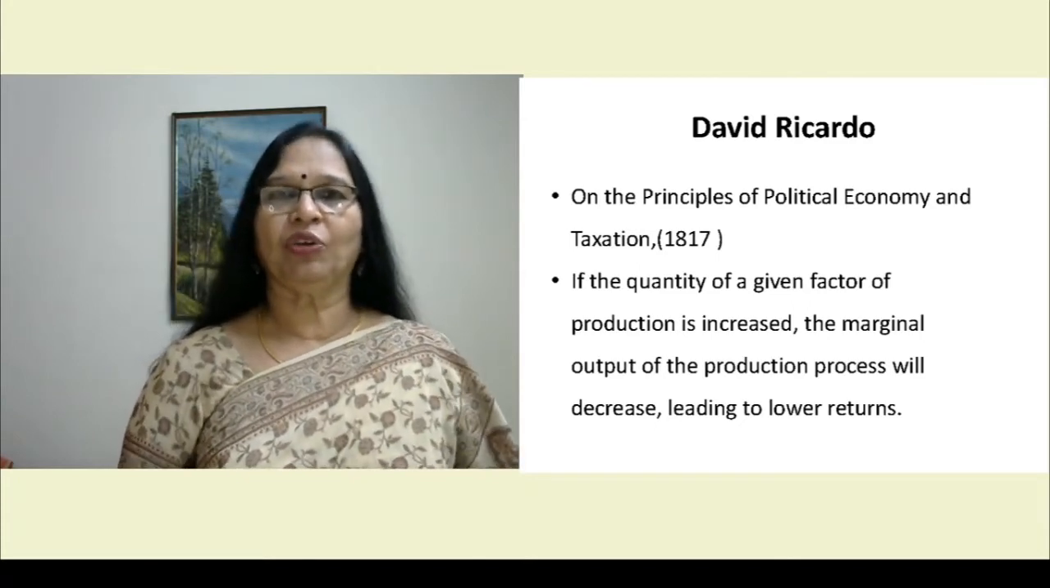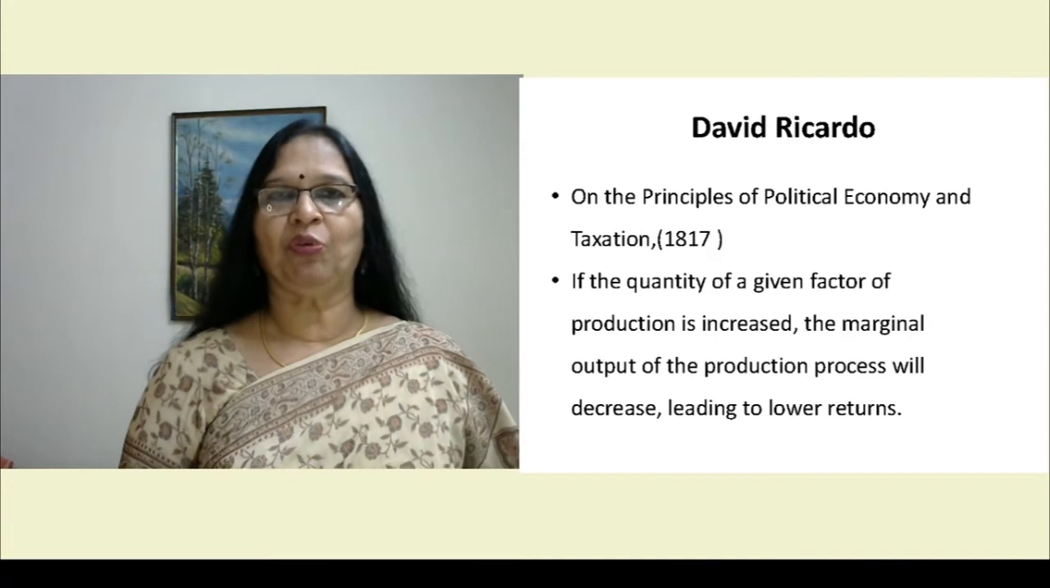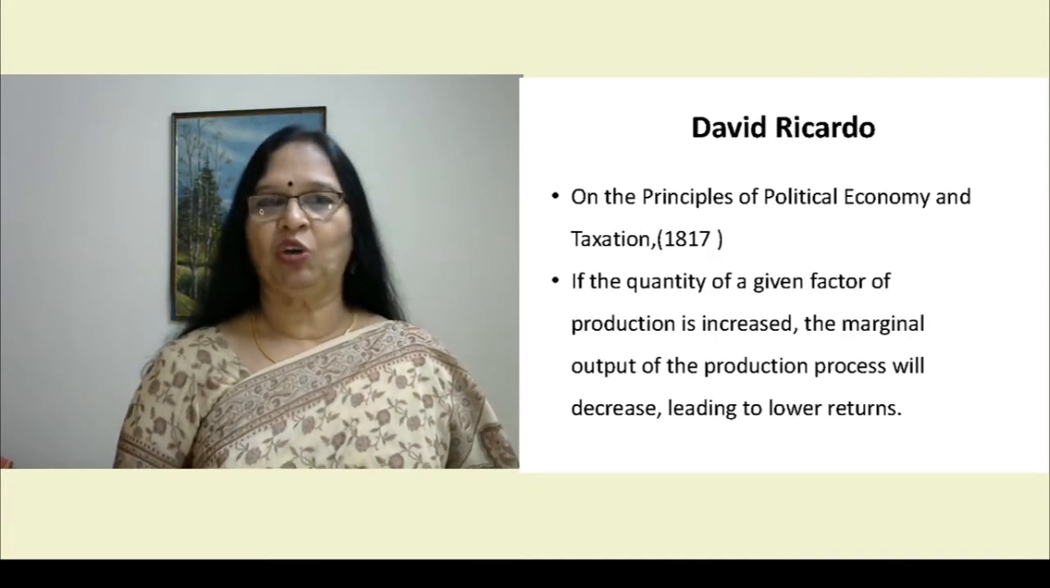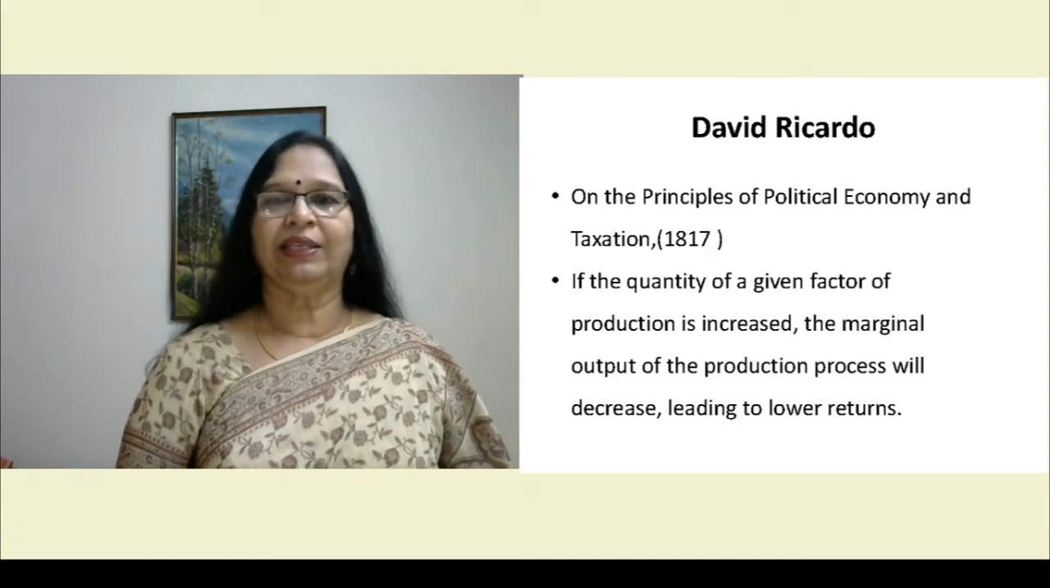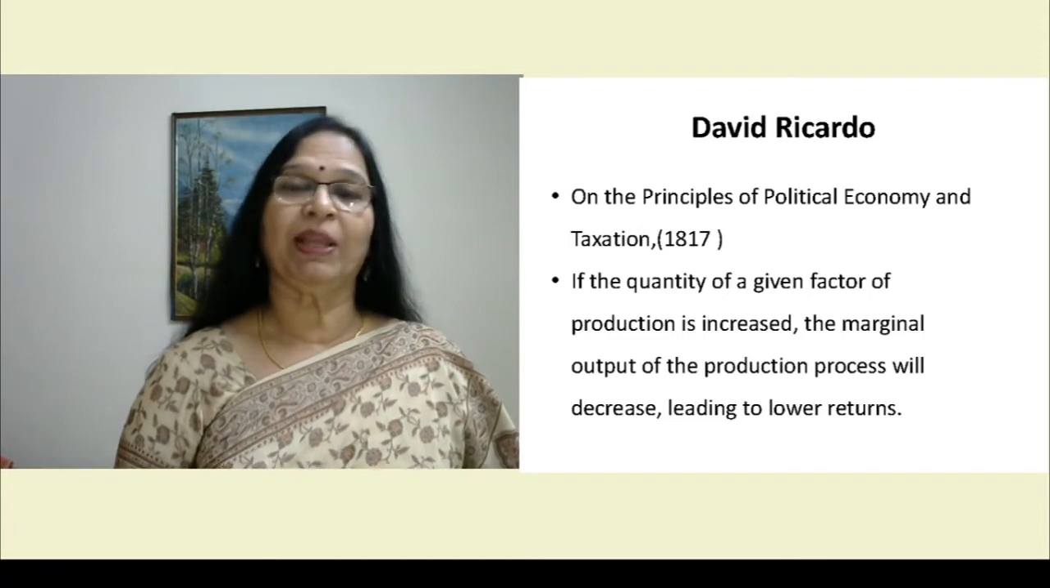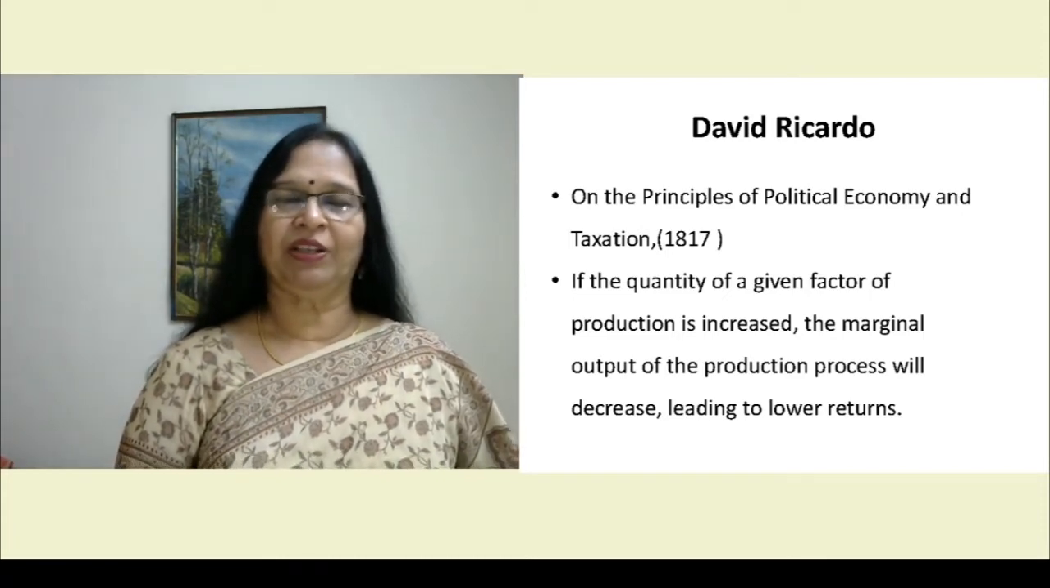So it is not going to happen that just because we have invested more in that head of expenditure in agriculture, we will get more output. That's not going to happen. And his famous theory, the Ricardian theory of rent, was based on the law of diminishing marginal returns.